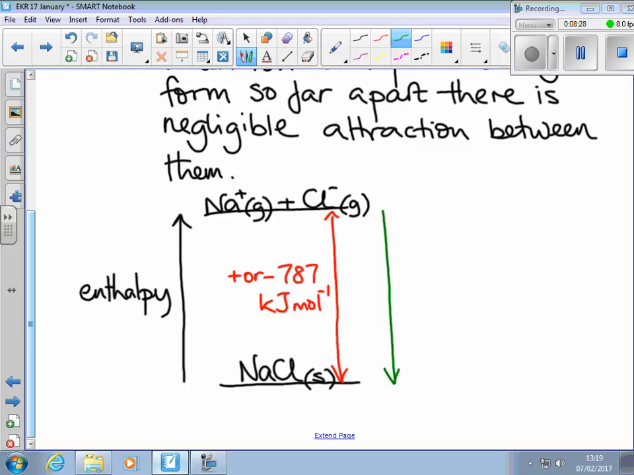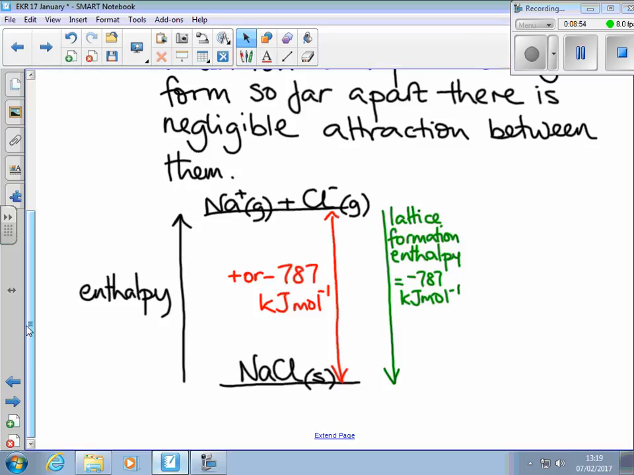And to distinguish between the two, we can call it lattice formation enthalpy, or enthalpy of lattice formation, doesn't really matter. So that's the negative one. So then it doesn't take much to work out that the one going up the board, increasing the energy content of the particles, well, that's our positive one.